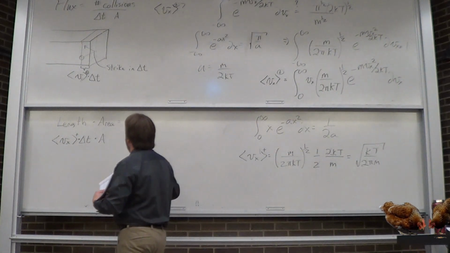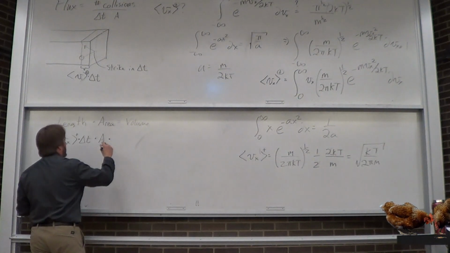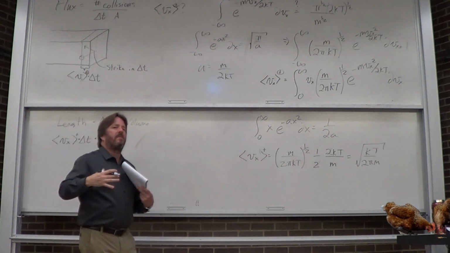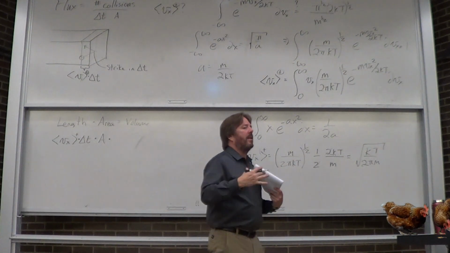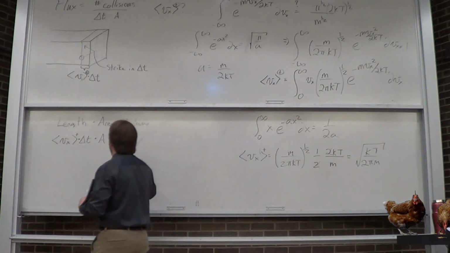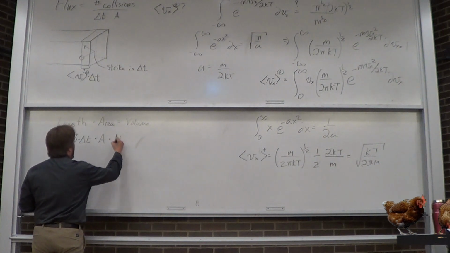To get the number of molecules that are going to do so, remember, this is the volume. If a molecule is in this volume, it's hitting the wall. But how many molecules are in that volume? That's the number of collisions that are going to occur in delta t. It turns out it's n over v.